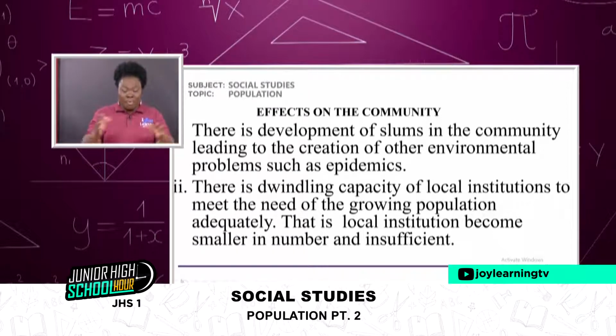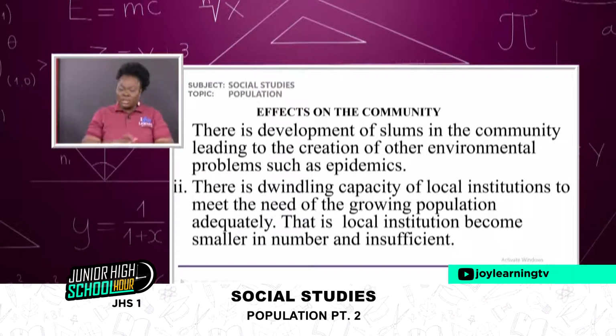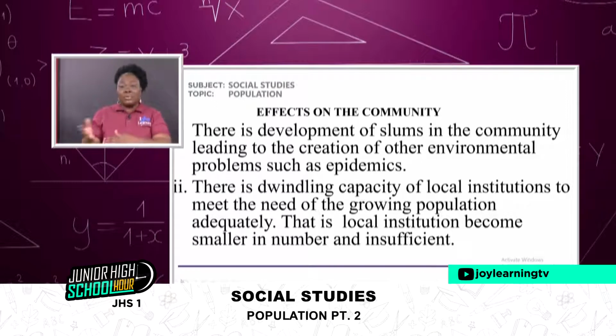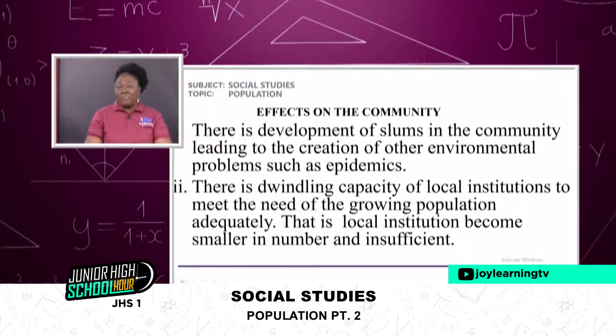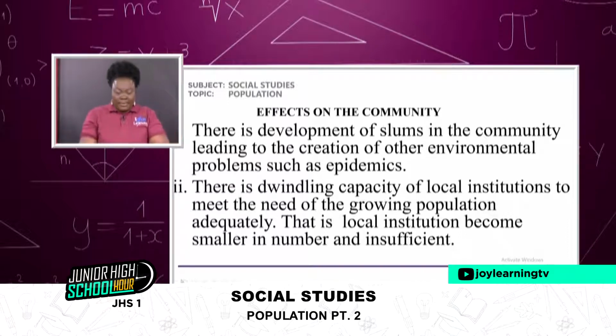Only 6. So you see it. When the people are more, what happens? It dwindles the capacity of the institution to meet the needs of the growing population of people who have come for the appointment. They can't take them because they need just a few people. Right.